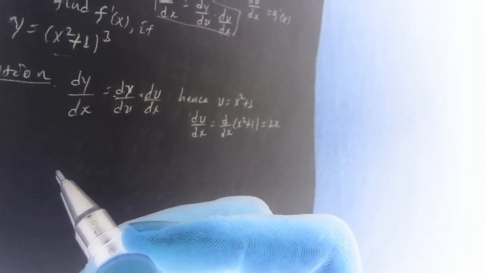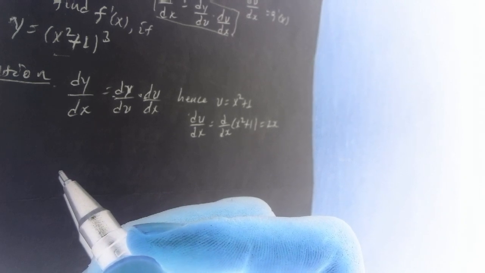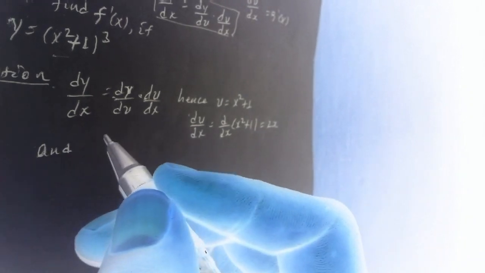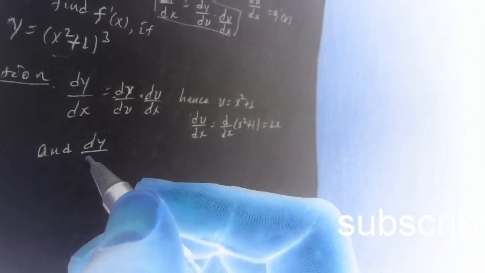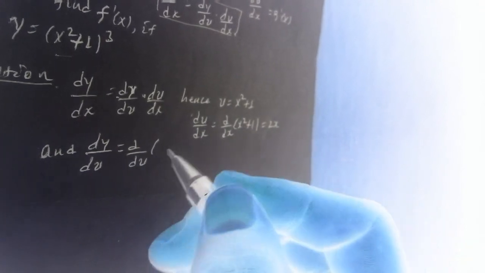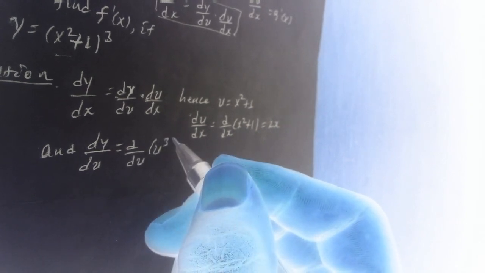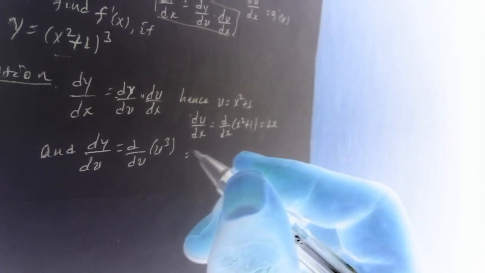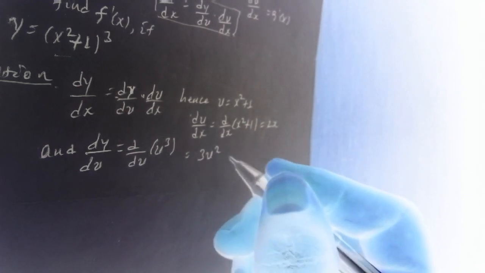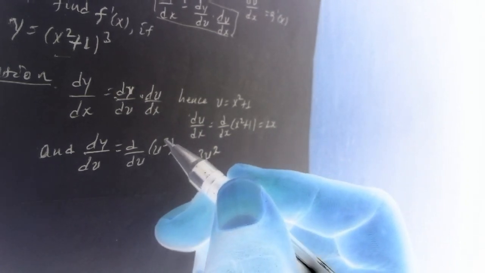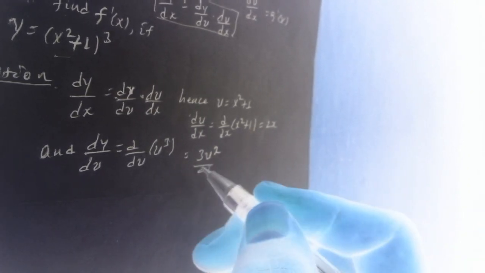The other one, dy by du. That means d by du of x squared plus 1 the whole cubed, which is u cubed, since u equals x squared plus 1. Therefore, the derivative of u cubed with respect to u is 3u squared.